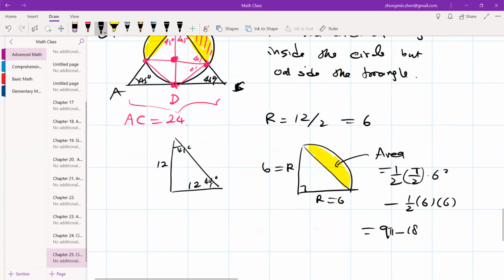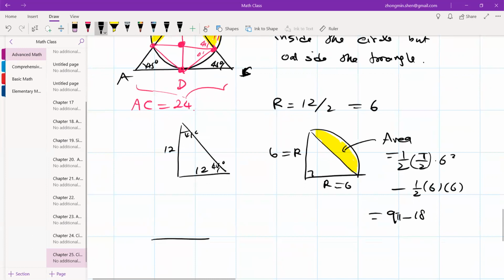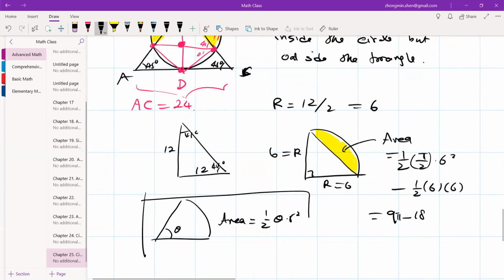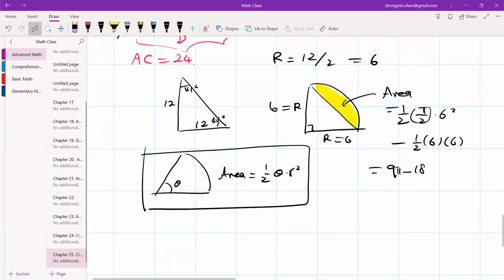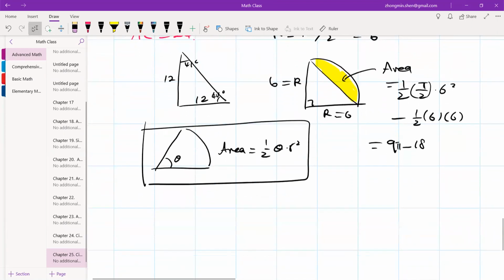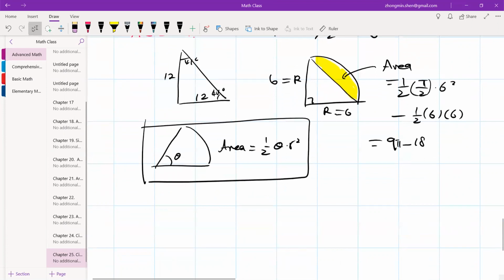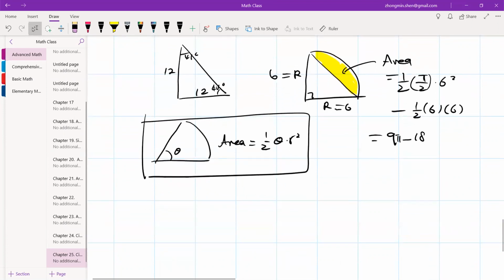Just take the difference. Remember the formula for a sector with angle theta, right? The area is going to be half of theta times r squared. So just use subtraction. You cannot find the area directly, but with this technique, we always use subtraction. Using subtraction, then you can solve the problem.